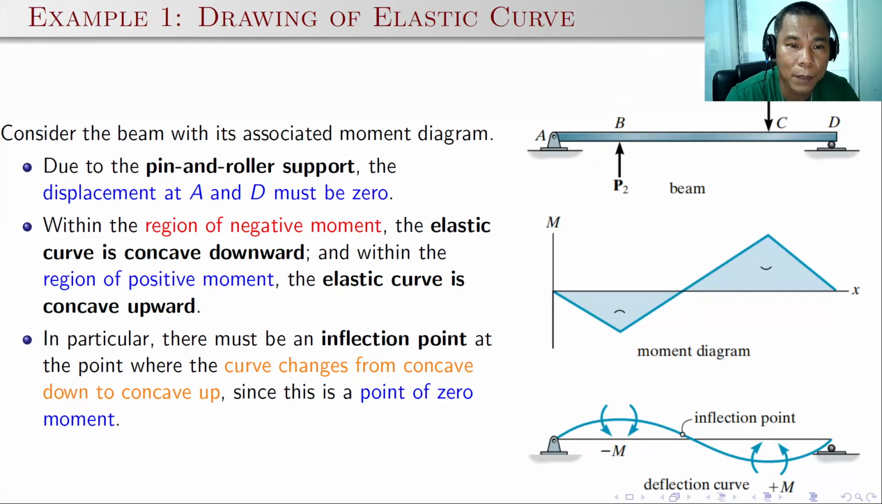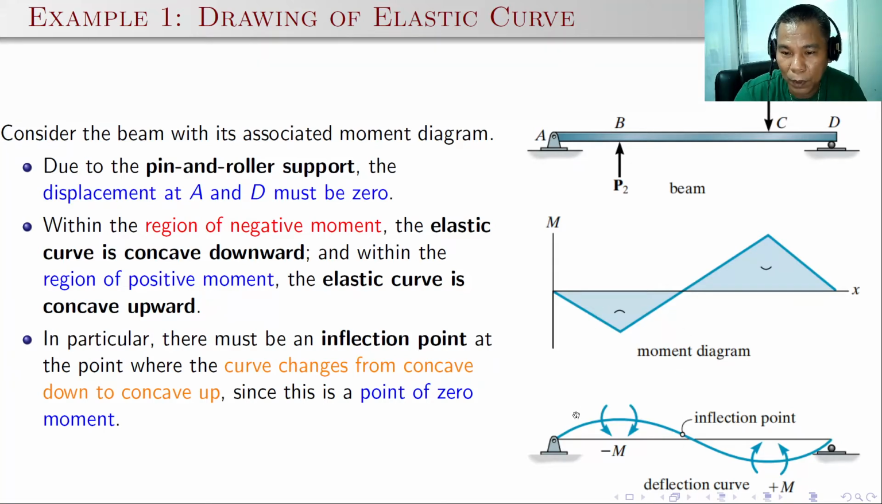We have to consider this beam with associated moment diagram. First, the moment diagram is negative here and then positive on the right hand side. Due to the pin and roller support, the displacement at supports A and D must be 0. So you can draw a curve at these two supports with a displacement of 0. But of course, it will rotate. Within the region of negative moment, the elastic curve is concave downward. So this is the boundary between the positive and negative moment. You can just draw a line here.